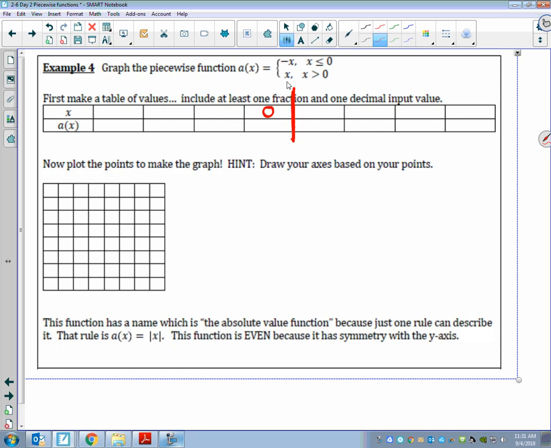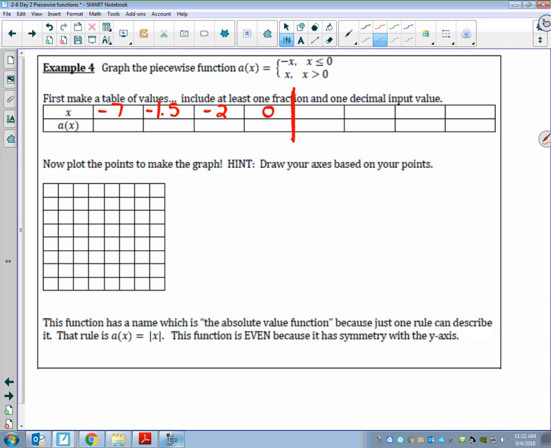So let's pick numbers less than 0. Let's pick negative 2. Let's pick negative 1.5. Let's pick negative 7. And when x is less than or equal to 0, we're going to use this equation. So that just means I'm going to change the sign of everything, right? Oh, I don't want to pick negative 7. It doesn't go on my graph. I want to pick negative 4. And if I do negative of negative 4, it's positive 4. And this one's just going to become positive 1.5, positive 2, and 0, because it just changes the sign.